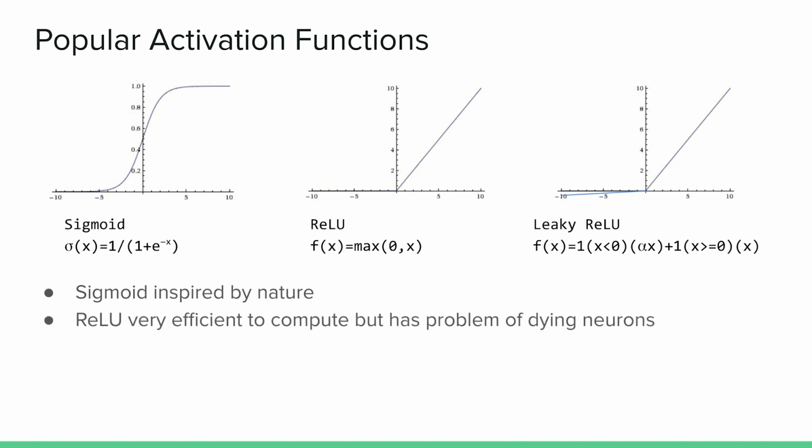The relu function is the most efficient one. As you can see, it's a super simple function. It just takes the maximum of 0 and x of the input.